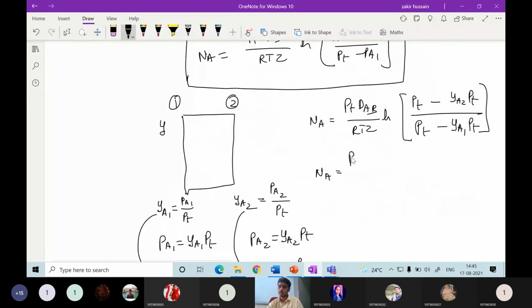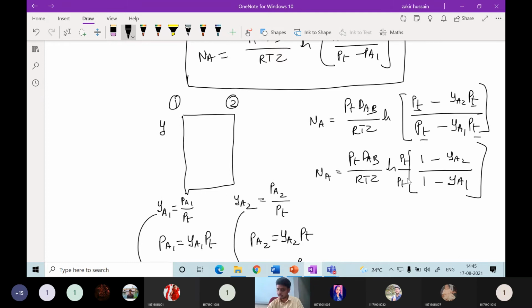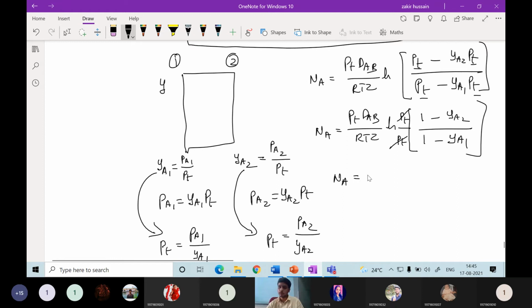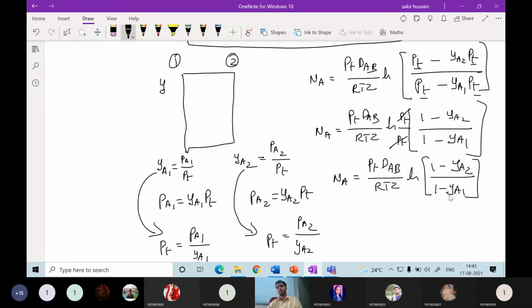Na is equal to Pt into DAB by RTZ ln of, in the numerator we can take common Pt, then it will be 1 minus Ya2, divided by, in the denominator also we take common Pt, then this is 1 minus Ya1. Therefore, Pt will be cancelled. The left out terms are Na is equal to Pt DAB by RTZ ln of 1 minus Ya2 divided by 1 minus Ya1. Is that okay?